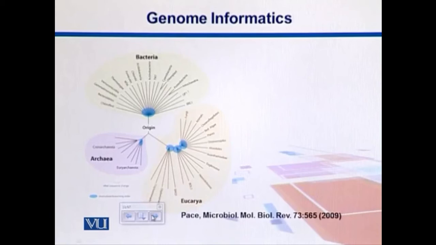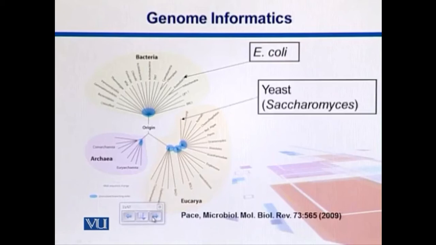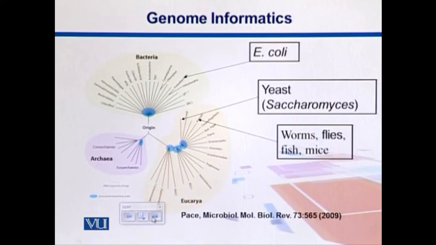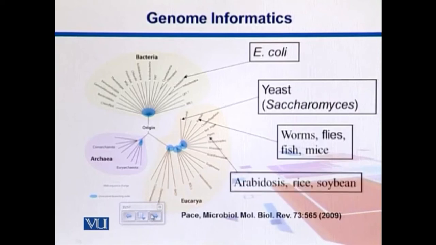So we pick those model organisms from important branches of this tree of life. For example, E. coli is right here. We picked yeast as an example of fungi. From animals we have worms, flies, fish and mice. Arabidopsis, rice and soybeans are the examples from plants. So we try to get the best representatives from different classes, from important branches on this tree of life.